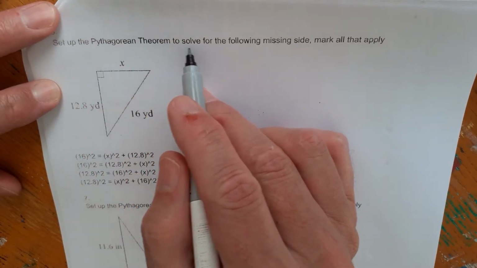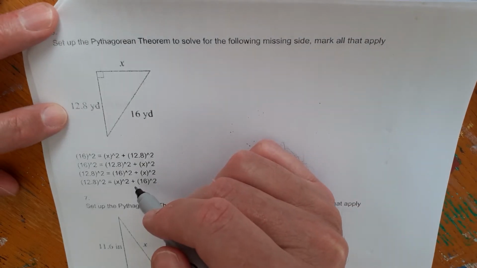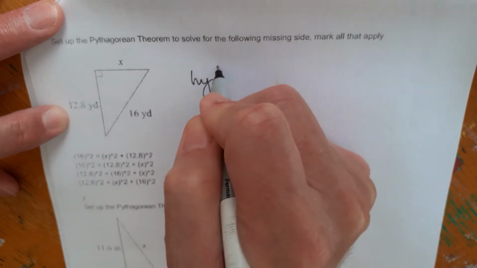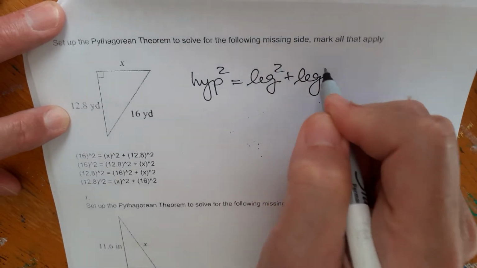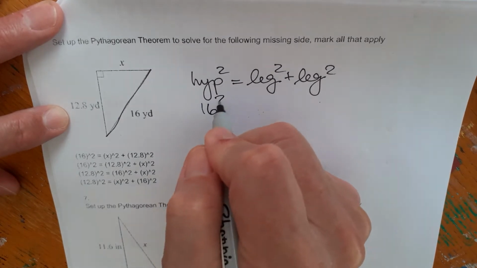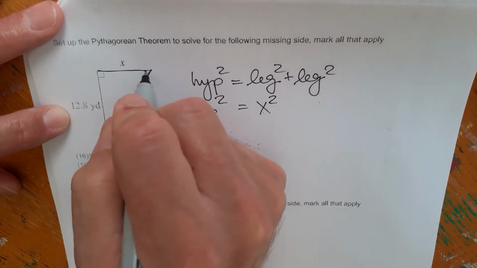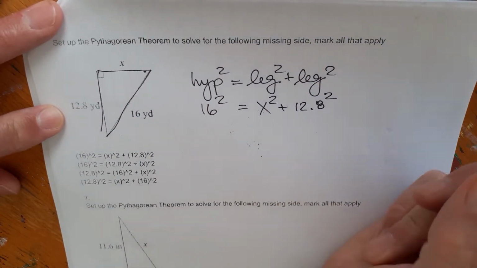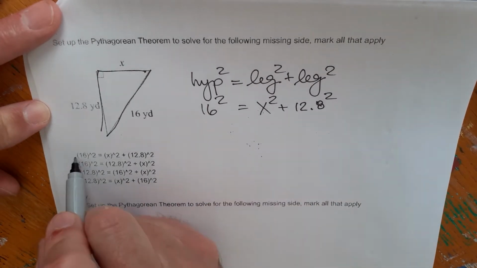So set up the Pythagorean theorem to solve the following. We don't have to solve it on this one, we just have to set it up. So let's use hypotenuse squared equals leg squared plus leg squared. Where's the hypotenuse? Longest side, not touching the 90. 16 squared equals, and then pick any 2 legs, you can put them in either place. X squared is 1, and the other's 12.8. So 16 squared equals x squared plus 12.8 squared.